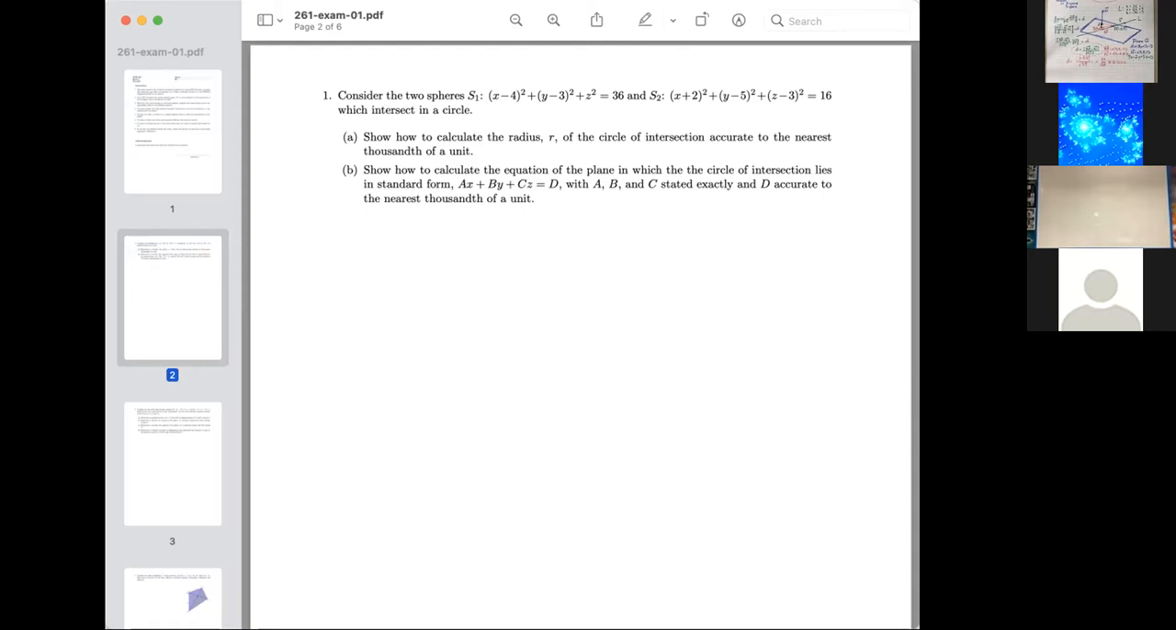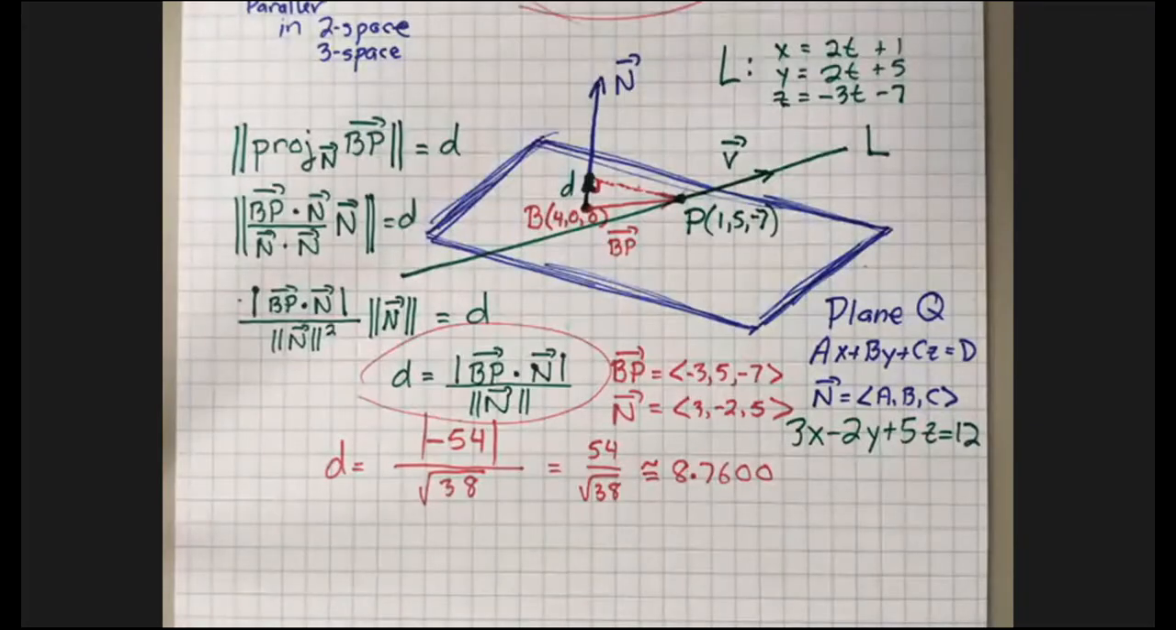I'll keep this on my desktop just in case something else comes up. I've got my Mathematica notebook here just in case something else comes up, but I'm going to go back to my paper and camera right now. Okay.